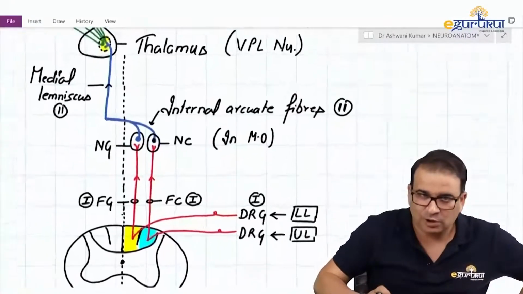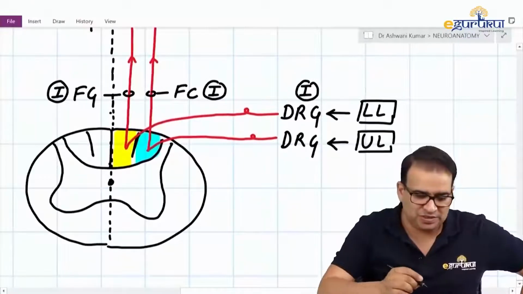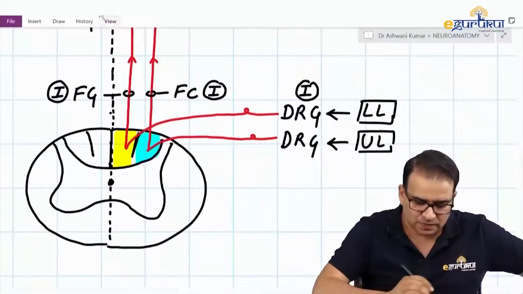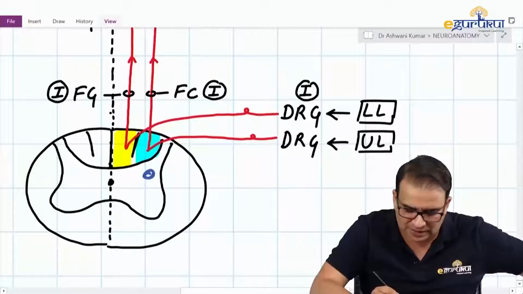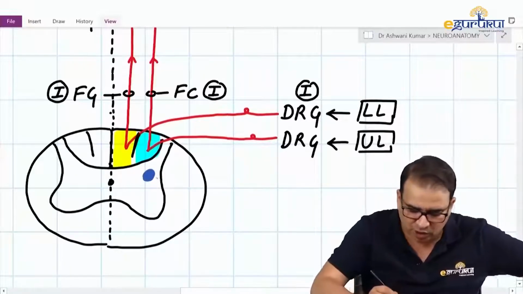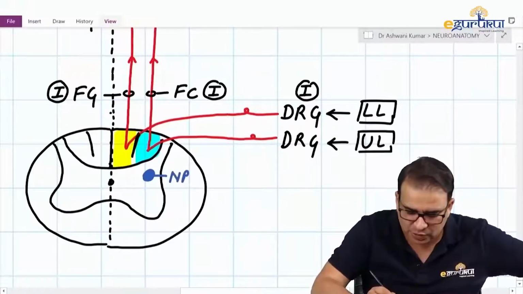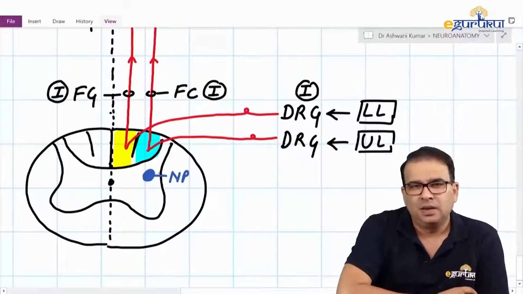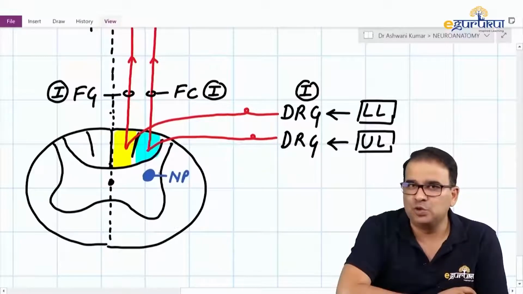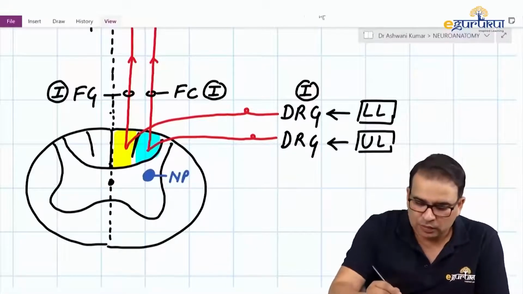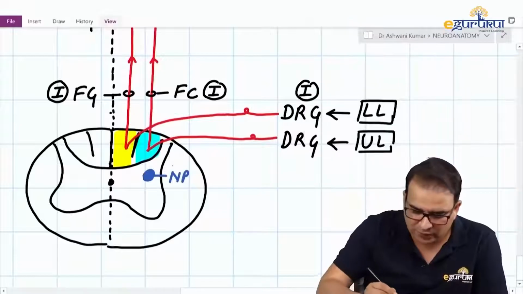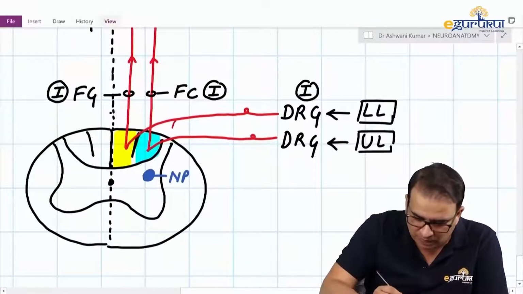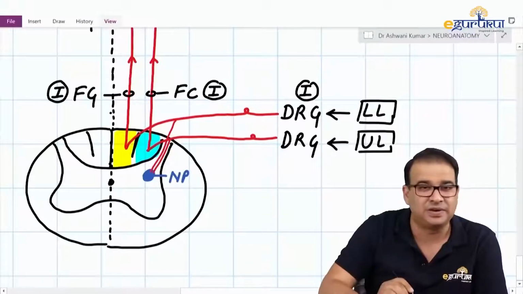Now, if I again take you back to the lower part here, guys, the question which is unanswered here is that we do have a nuclei present here in the spinal cord. They did not come to this nuclei. Now, this is nucleus proprius I'm talking about, the largest nucleus, NP, nucleus proprius. Well, yes, we do have some fibers coming to nucleus proprius also. The point is, there are very few fibers from the lower limb and few fibers from the upper limb. They will come to nucleus proprius, but the purpose is different here.